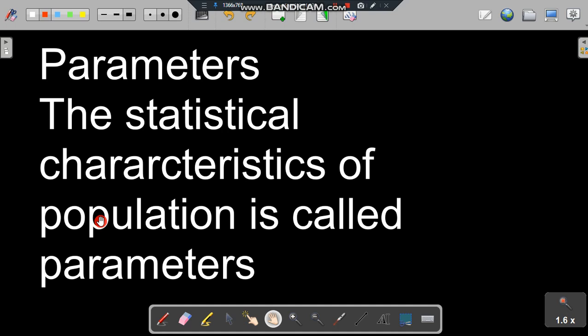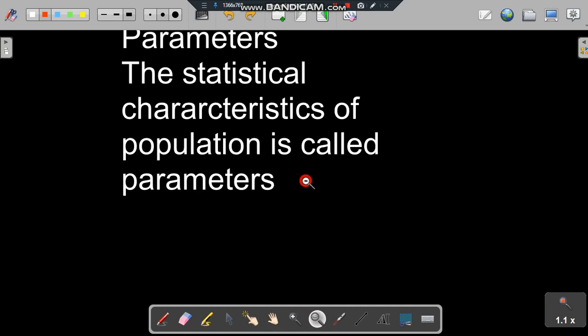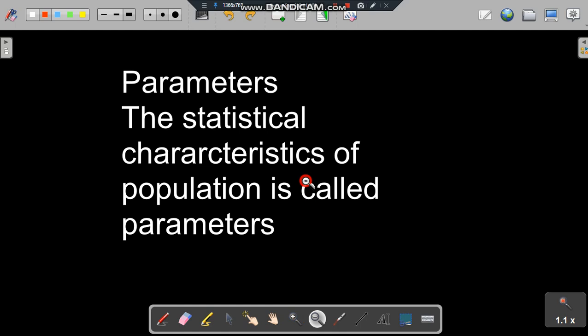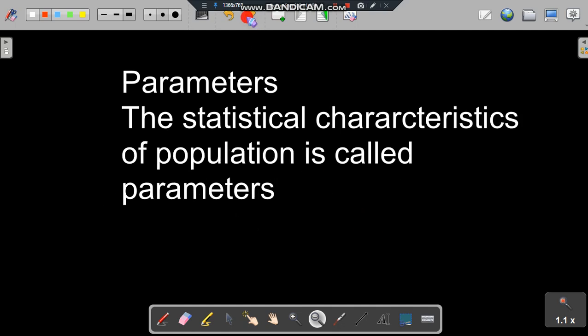You are taking the population, and we are interested in studying the population. These are called parameters. Let us have a look at that. Now let us see here. So a parameter is nothing but the statistical characteristics of a population.